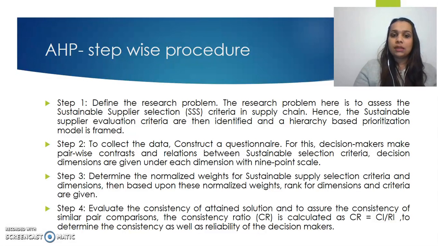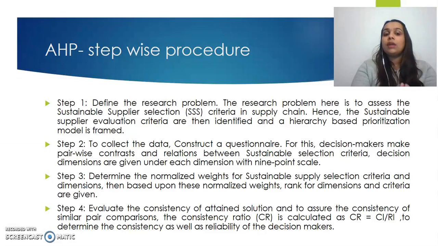The next step is to collect the data. First, in order to collect the data, a questionnaire is constructed. For this, decision makers make pairwise comparisons and relations between sustainable selection criteria. Decision dimensions are given under each dimension with a 9-point scale. The 9-point scale here is basically giving the likelihood. For example, 9 here is extremely likely, whereas 1 would be extremely unlikely. Determine the normalized weight for sustainable supplier selection criteria dimensions. Then based upon these normalized weights, rank the dimensions and criteria.